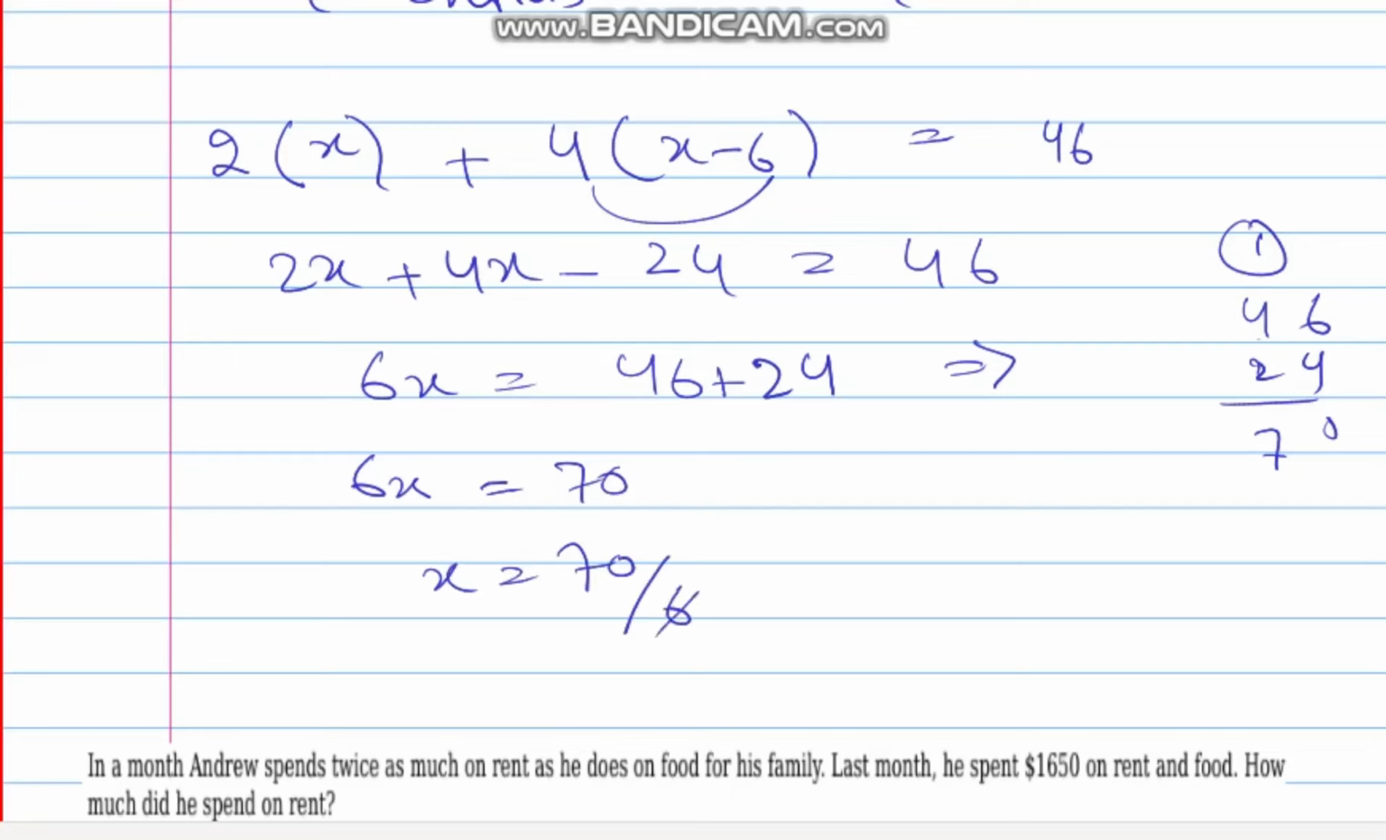Now please divide this by 2, and I want to show you the division methodology. How can we do that? Basically it is 70 and it is 6. Please divide this by 2. 2 multiplied by 3 is 6, and 1 is remaining. 1 will go this side and it will become 10.